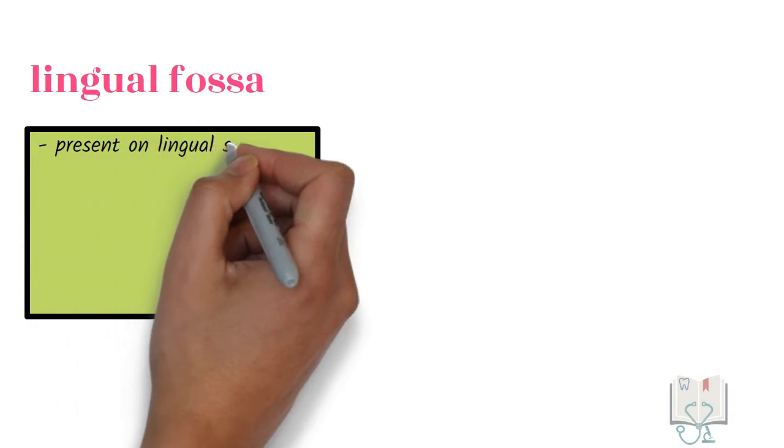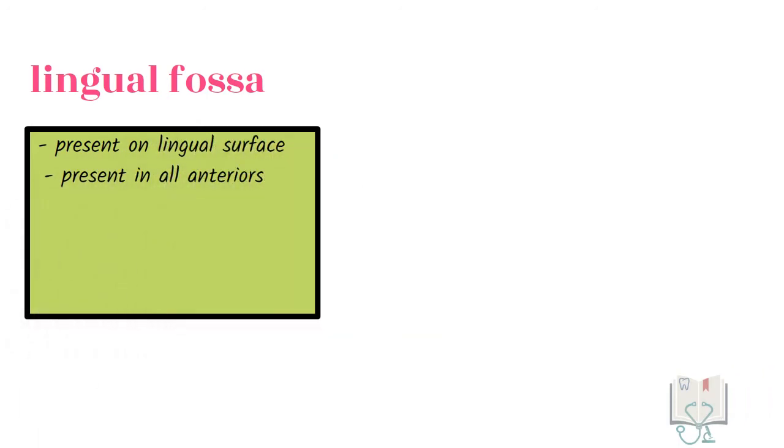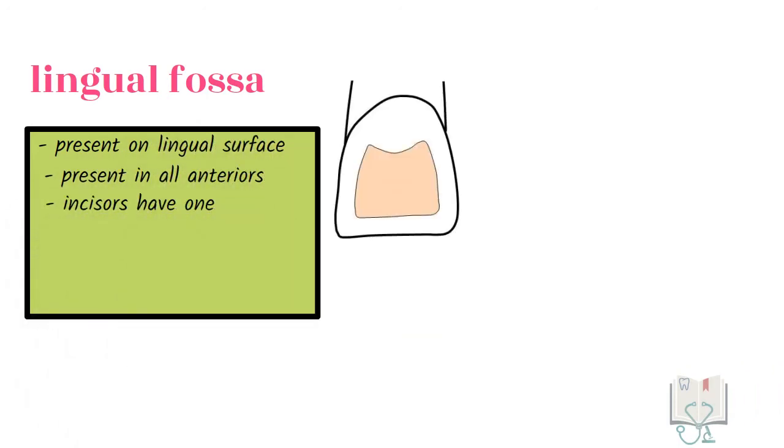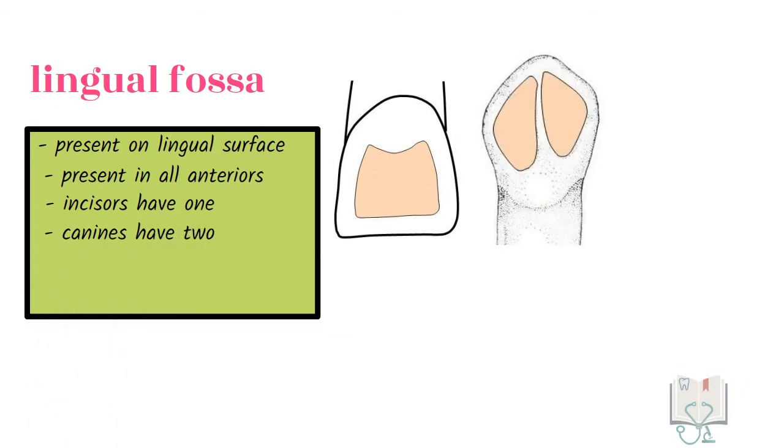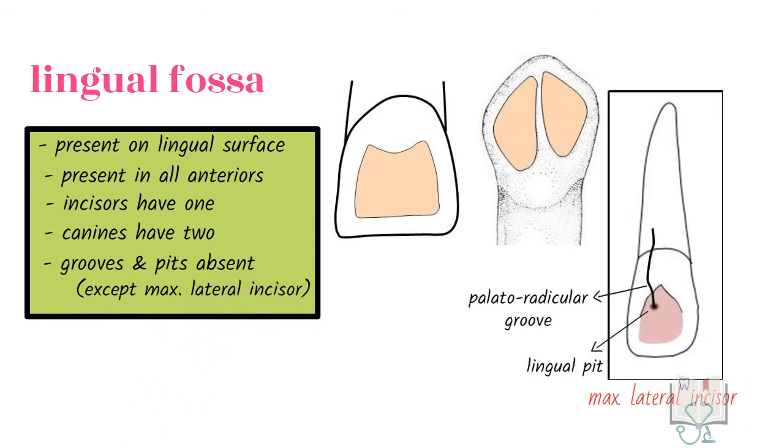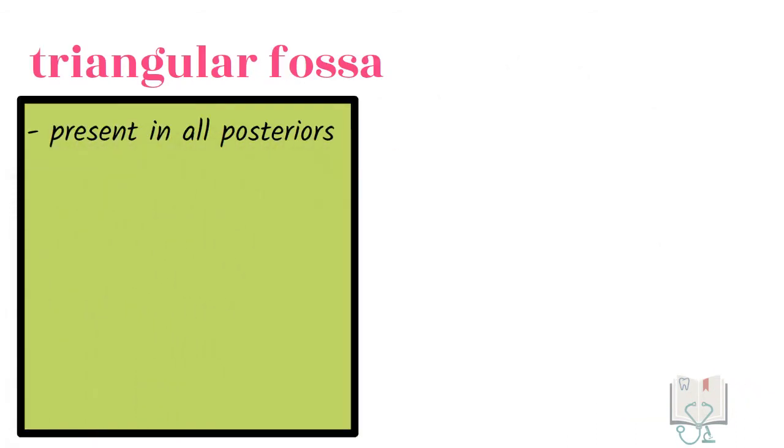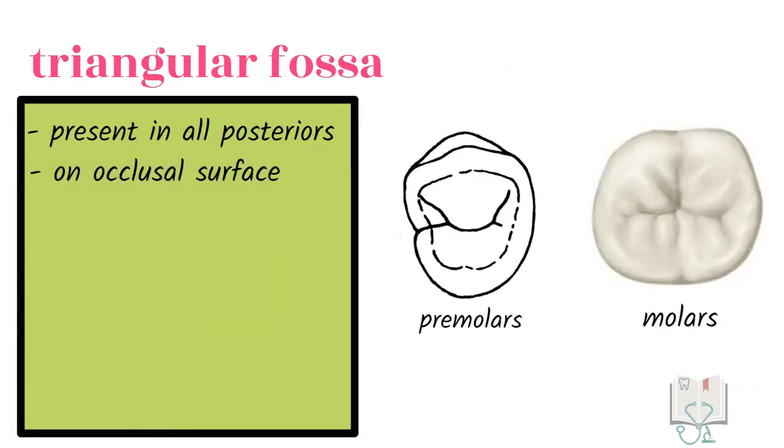Lingual fossa is present on lingual surface of all anterior teeth. Incisors have one lingual fossa and canines have two lingual fossae. No grooves or pits are present in lingual fossa, except in maxillary lateral incisor, which may have grooves and a pit. Triangular fossa are present on the occlusal surface of all premolars and all molars.